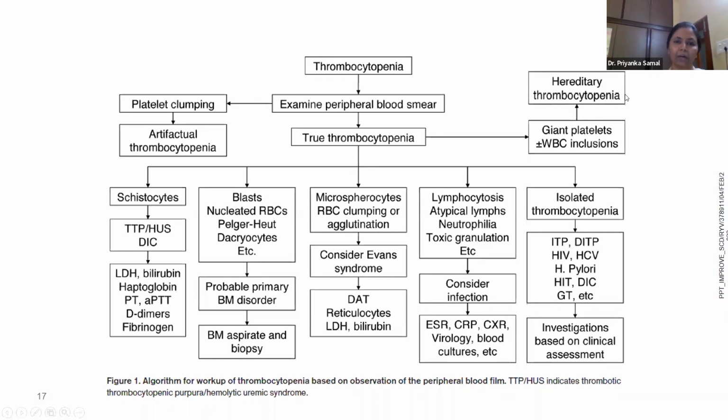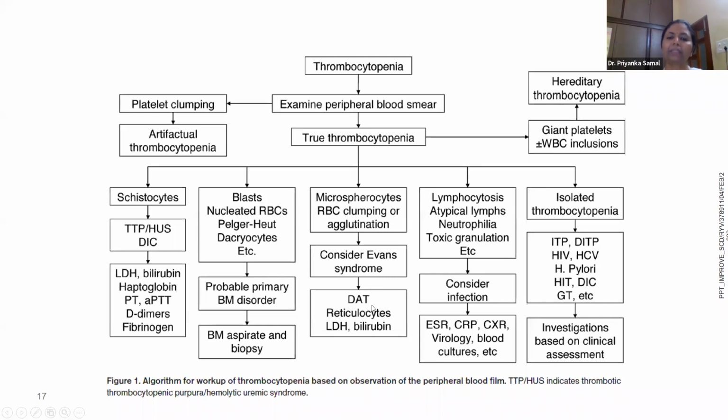So having said that, this is the algorithm regarding the approach to thrombocytopenia. Most important is to examine the peripheral blood smear. Platelet clumping, if it is artifactual, just repeat the test. True thrombocytopenia, look into the schistocytes, find some hemolysis, then these are the things you have to consider. Blast cells and abnormalities within the myeloid series, primary or bone marrow disorder, go ahead with a bone marrow aspiration and a biopsy. If there are again signs of hemolysis, and platelet clumping or RBC clumping and agglutination are present, think of some autoimmune disorders, Evans syndrome, where there is autoimmune hemolytic anemia as well as autoimmune thrombocytopenia.